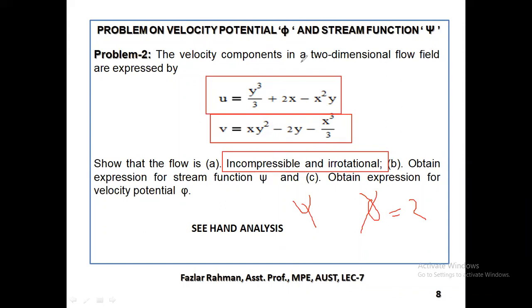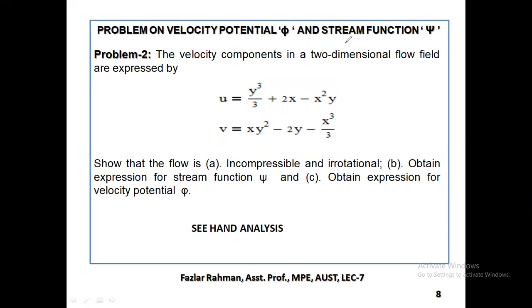The other one is easy. You can solve it by yourself because it is very simple and you will follow the same procedure. So let's see. Let me stop this share.